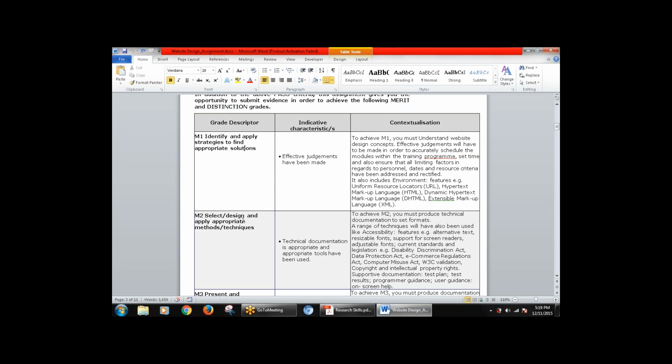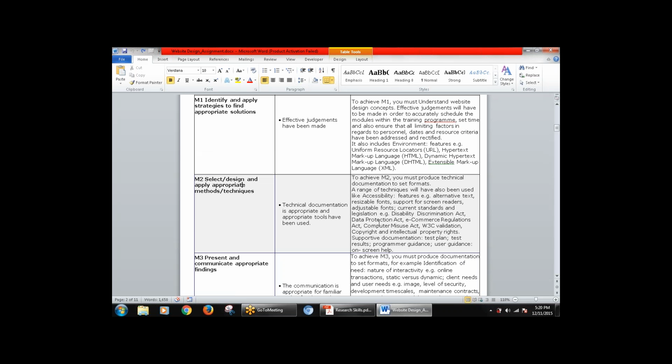And then select, design and apply the appropriate method. What are the various appropriate methods for this one? So select, design and measure the appropriate methods and techniques. Then it is saying that the technical documentation has been carried out, so there will be appropriate technical documentation, and appropriate tools are also used for this one. If you want to achieve the M2, this is the target you need to meet.